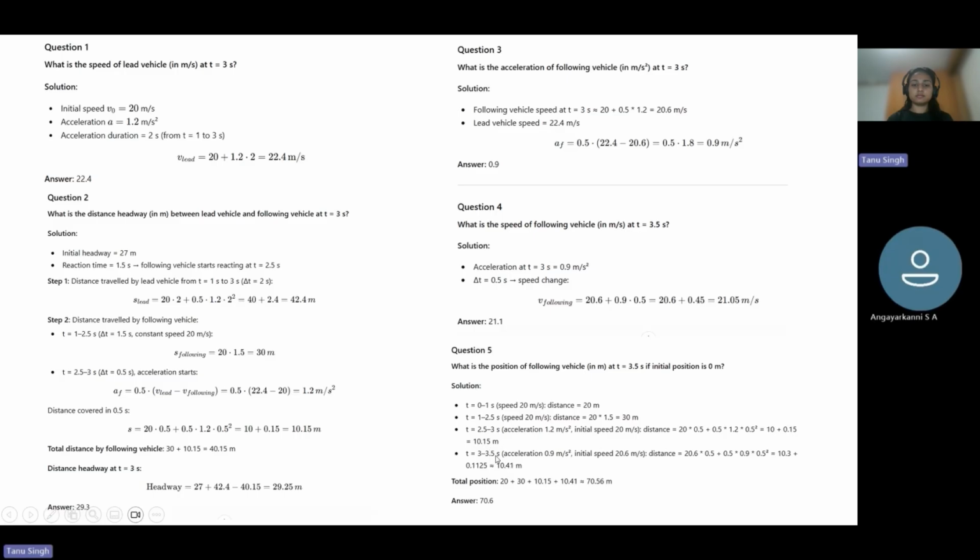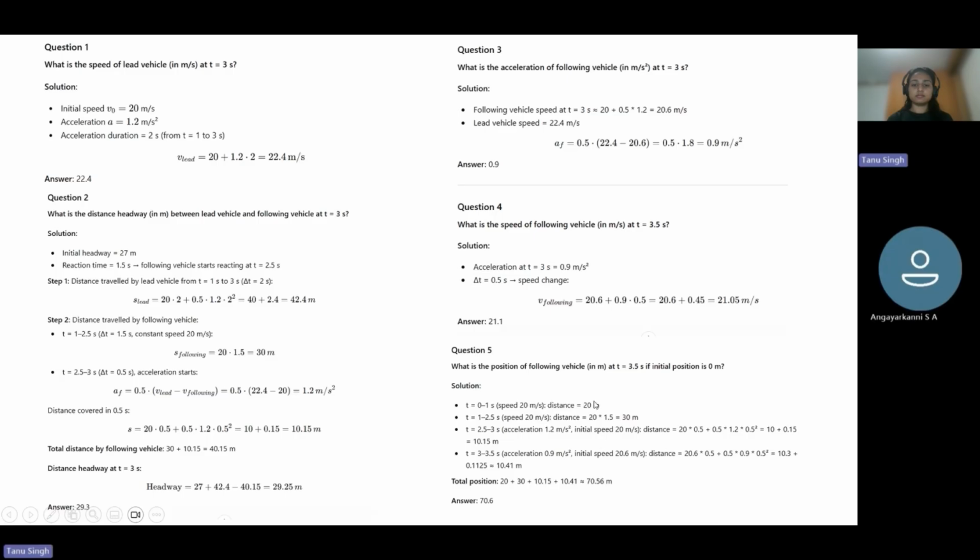Then for 3 to 3.5 seconds, till here, the 3 second portion we have already calculated, that was coming out to be 30 plus 10.15, so from time 1 to 3 seconds we get 40.15, that is similar.